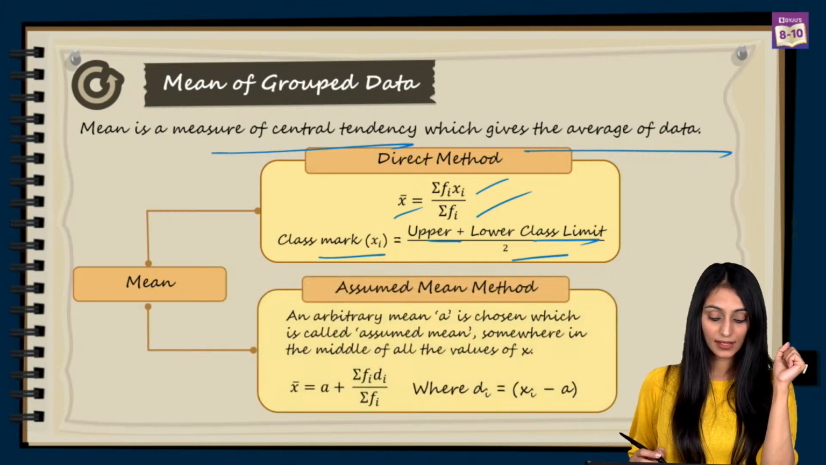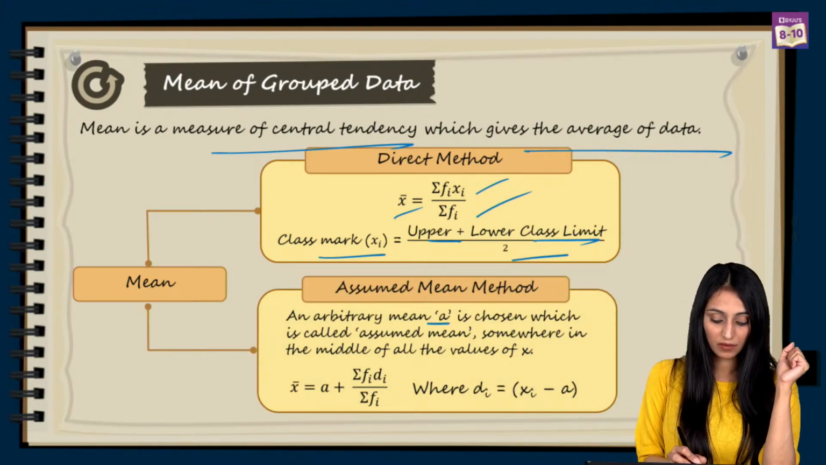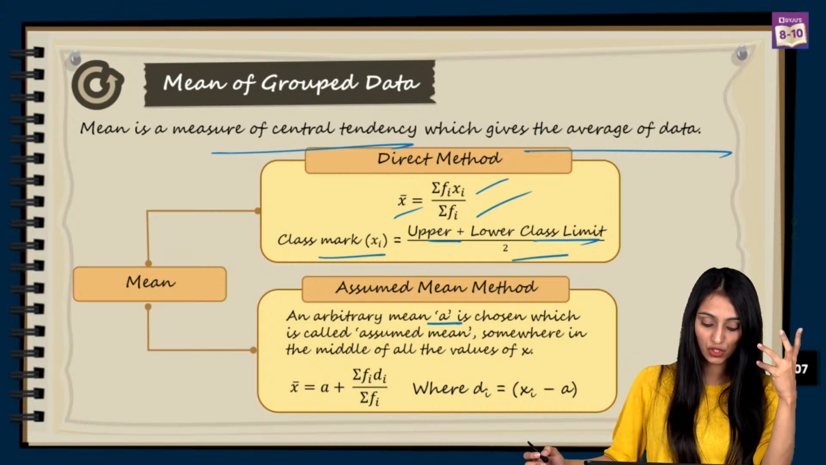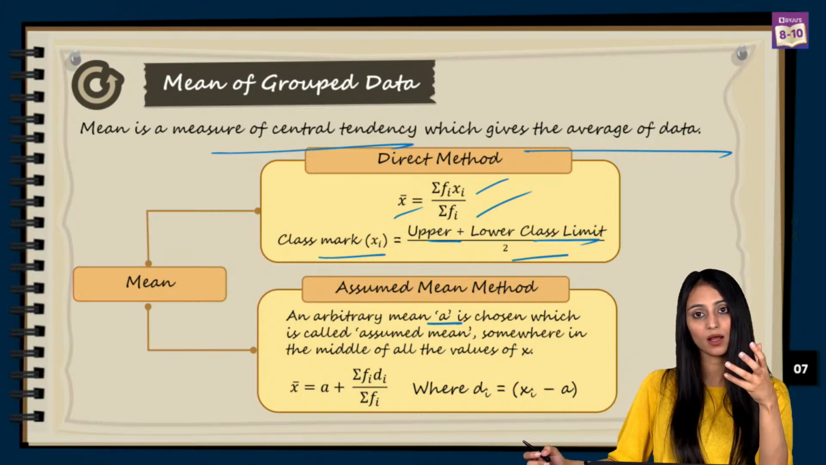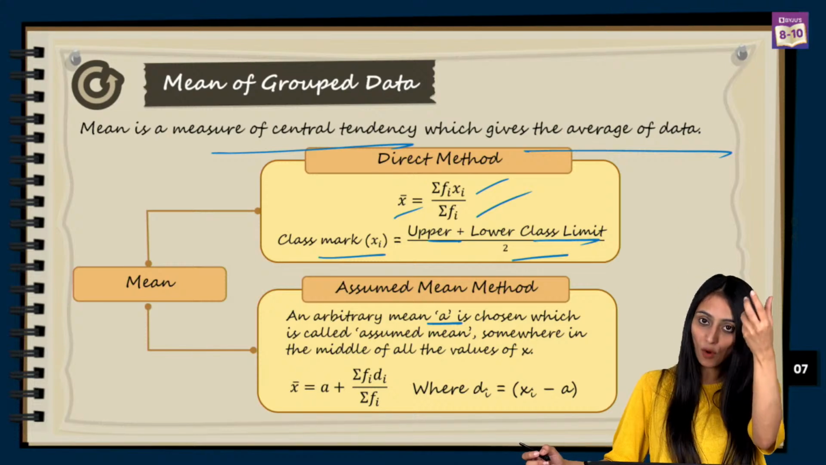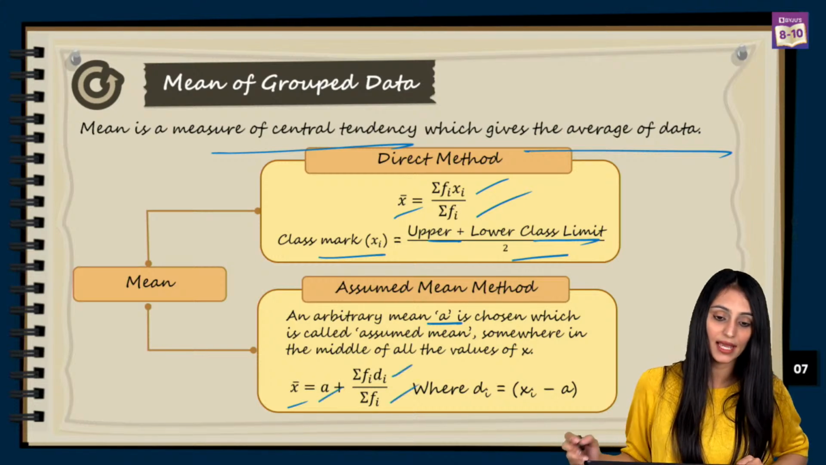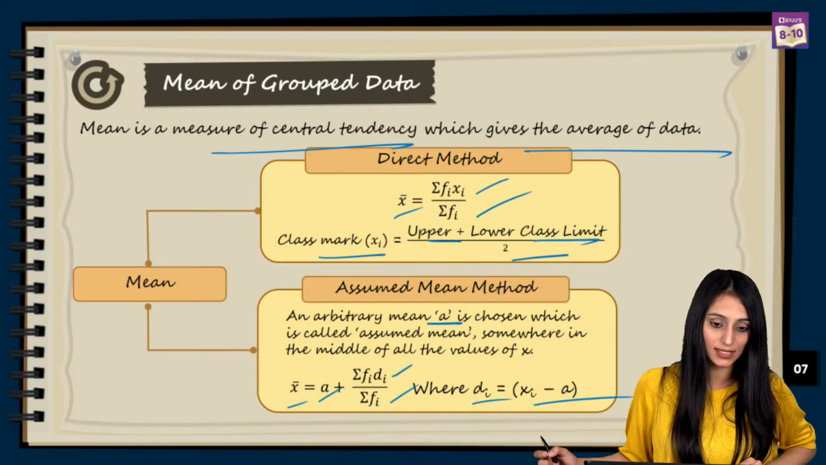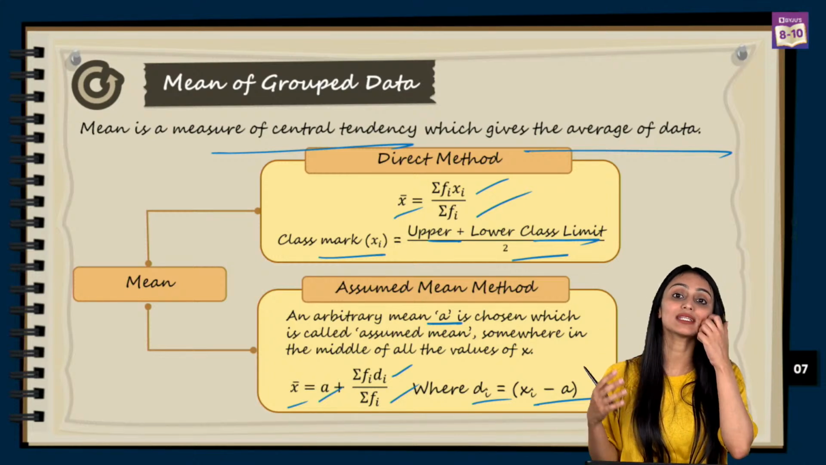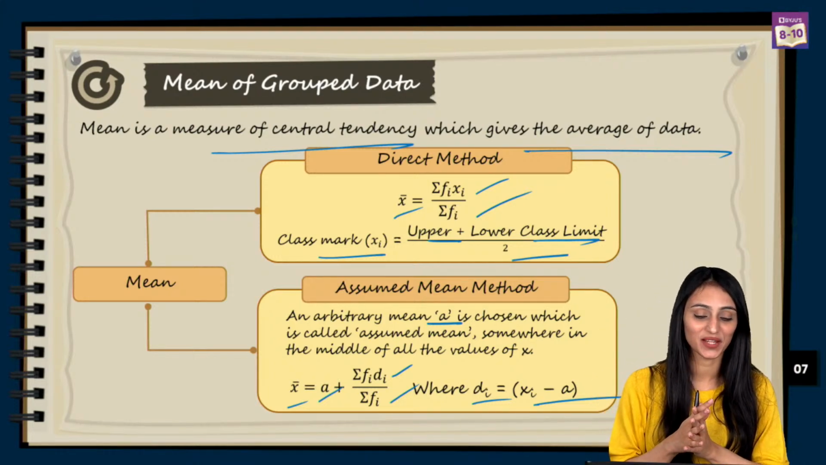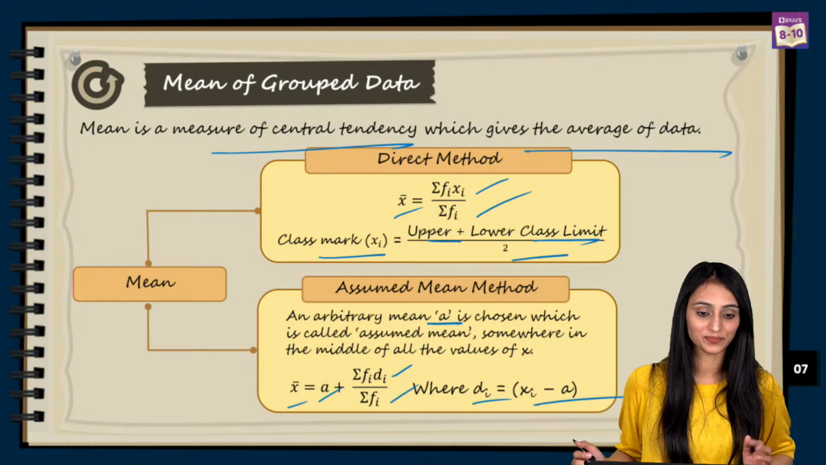Another method is the assumed mean method, where we use an arbitrary mean a, chosen as the assumed mean from the middle of all the values of xi, right? Using this method, x bar is equal to a plus summation fi di upon summation fi, where di is equal to xi minus a. We have done a session on statistics also, where I've covered all the methods.